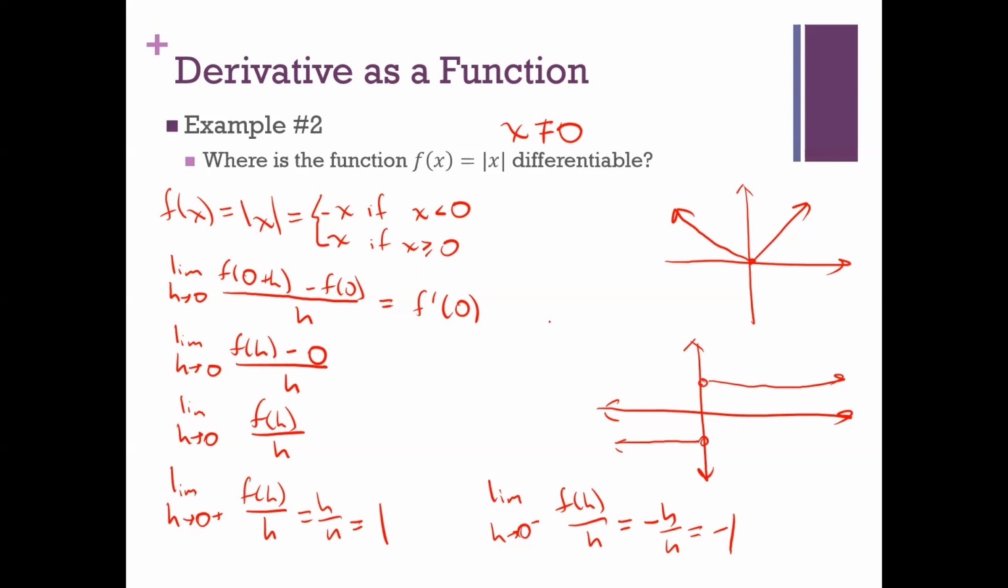Does a tangent line always have to be linear? Yeah, it's a line. Any other questions here? All right, so this function is differentiable everywhere except for that cusp at x equals 0.